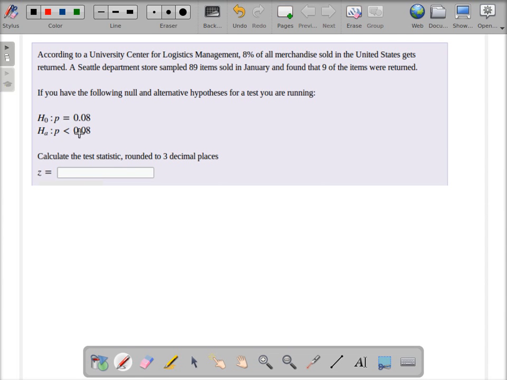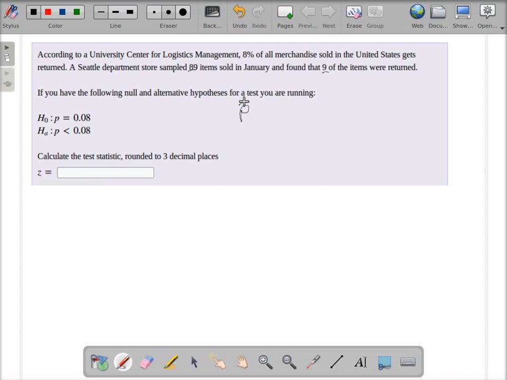To calculate a test statistic for one proportion, the first thing to do is figure out what the sample proportion is. That is, what is the proportion that comes from the sample in the problem. So consider this one. According to a University Center for Logistics Management, 8% of all merchandise sold in the United States gets returned. A Seattle department store sampled 89 items sold in January and found that 9 of the items were returned. So in this case, 9 out of 89 is our sample. So our sample proportion, rather.